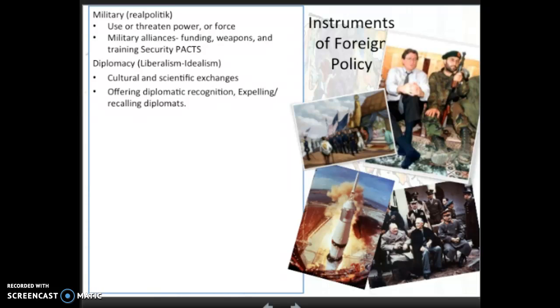Offering diplomatic recognition. What we've done to Russia before is we've just recently expelled their diplomats, kicked their diplomats out, and said, like, y'all are not complying, you've messed with our election, that's one step too far, you're trying to undermine our democracy, we're going to cut off diplomatic relations with you.